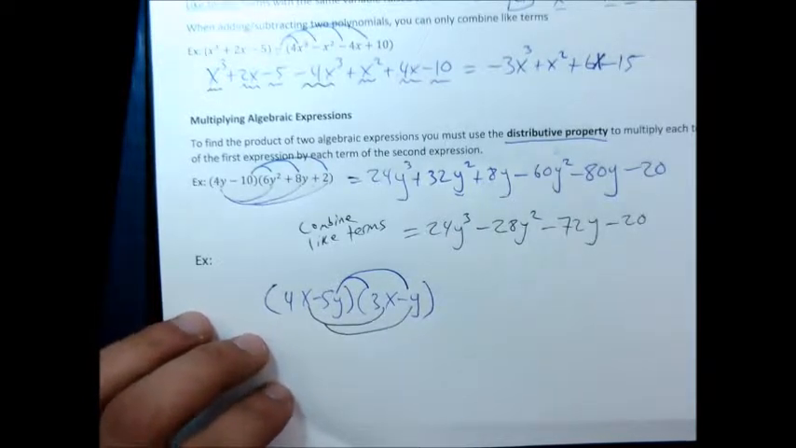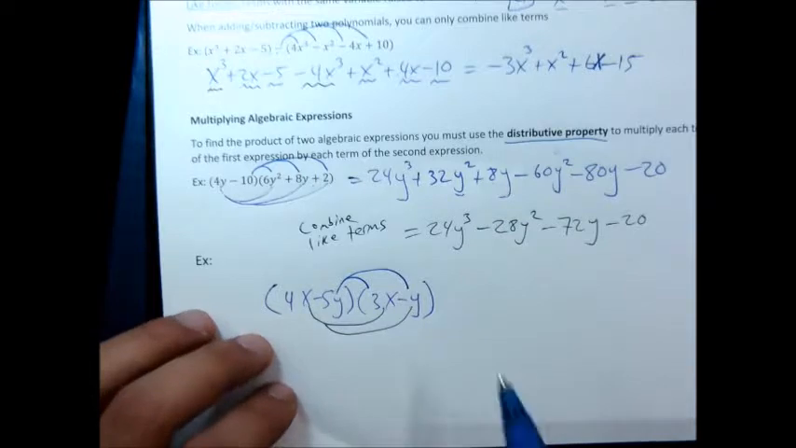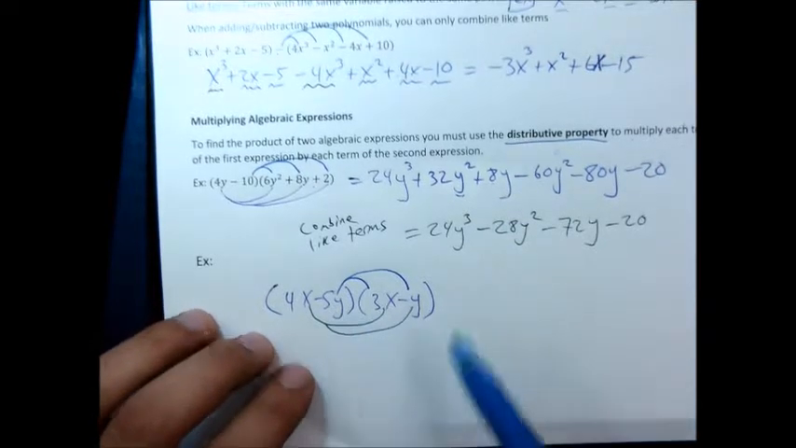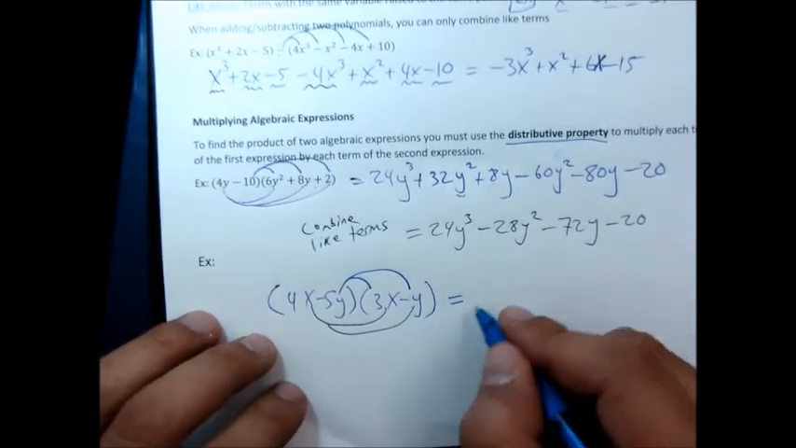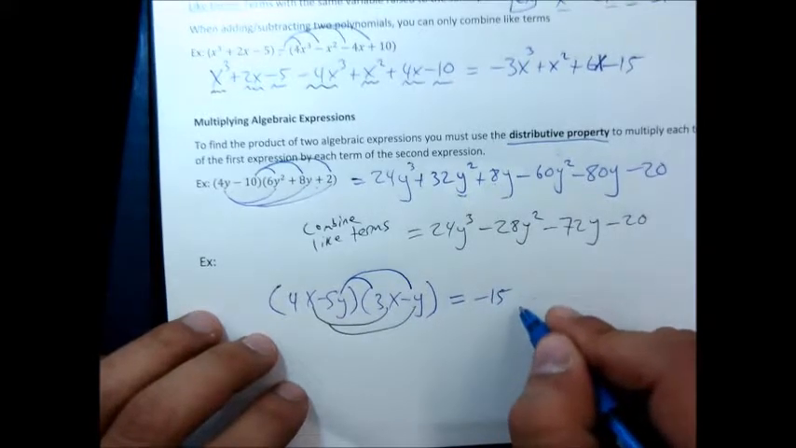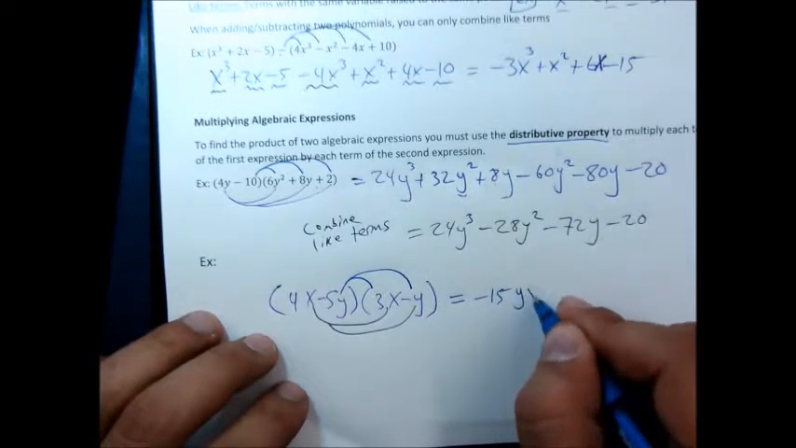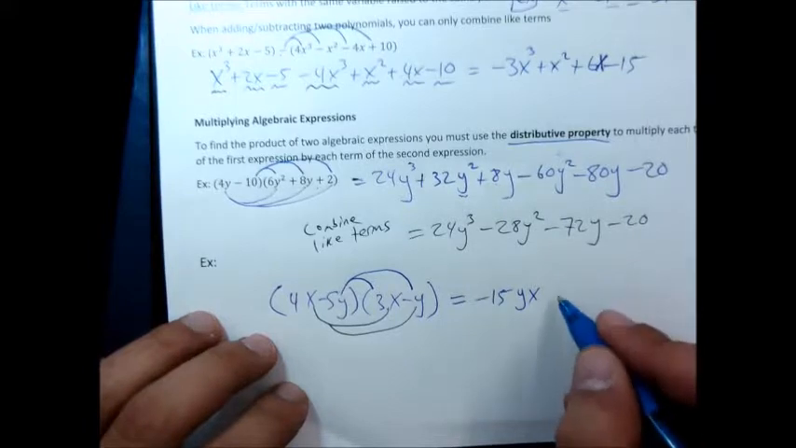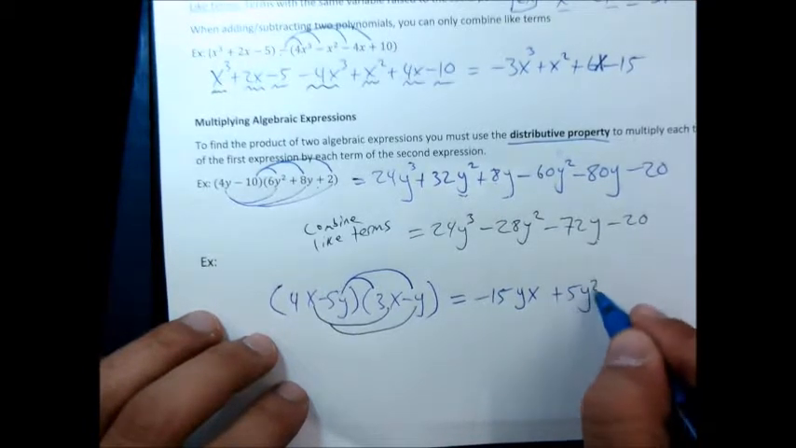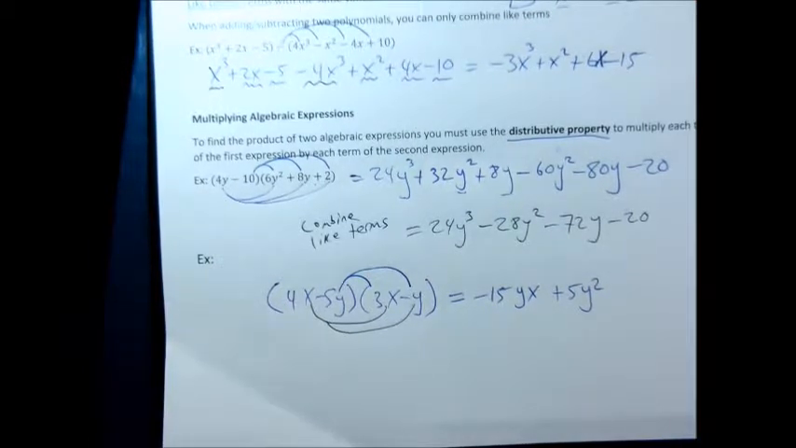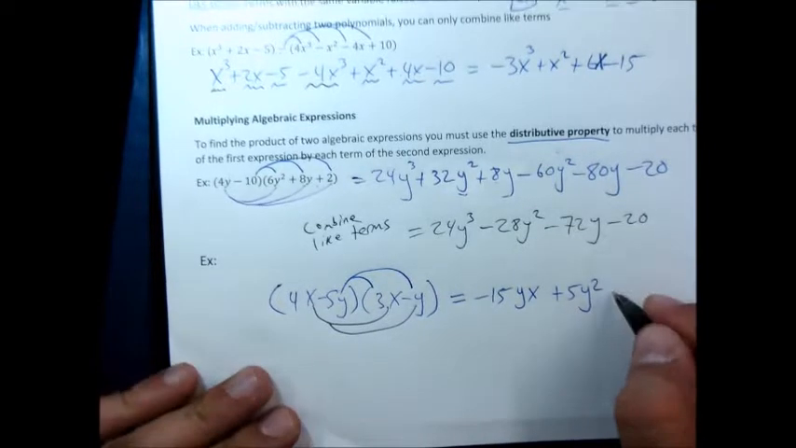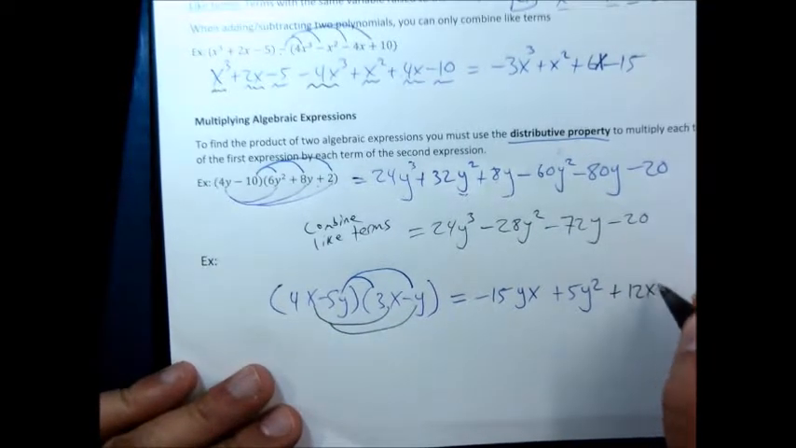Alright, well, let's take a look. So I'm going to multiply the 5y through first, and I'll get minus 15yx plus 5y squared. And then I will multiply the 4x through and get plus 12x squared minus 4xy.